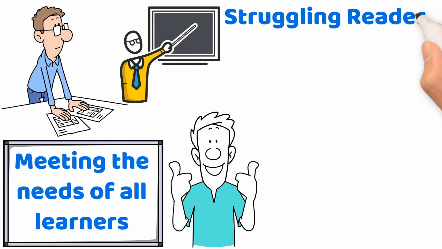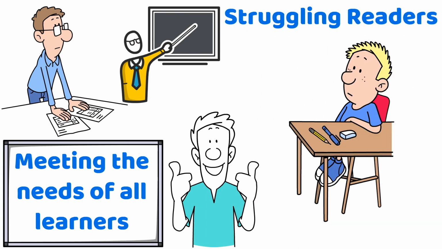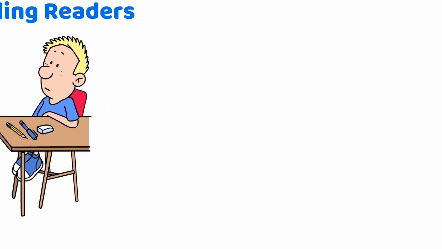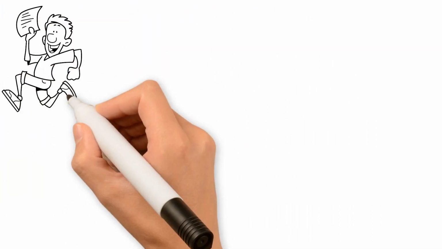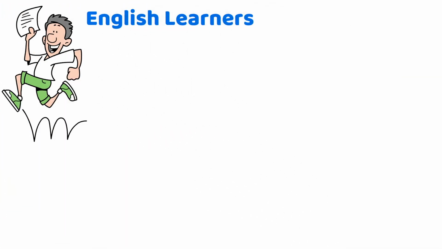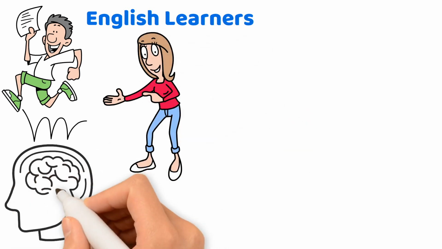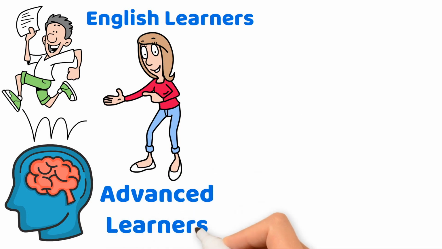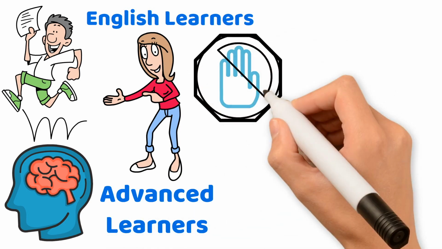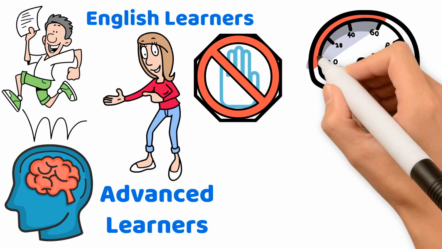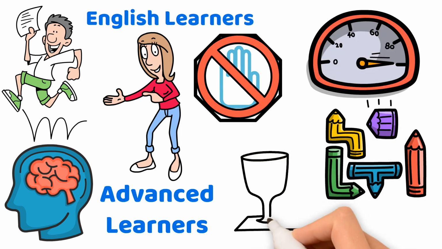For struggling readers, emphasize key phonics skills and sight words. Use tactile materials and repetitive activities to reinforce learning. For English learners, blend familiar phonetic patterns with unique English sounds, ensuring clarity and understanding. And for advanced learners, don't hold back. Accelerate the pace, introduce complex concepts, and encourage exploratory activities that push beyond the curriculum.